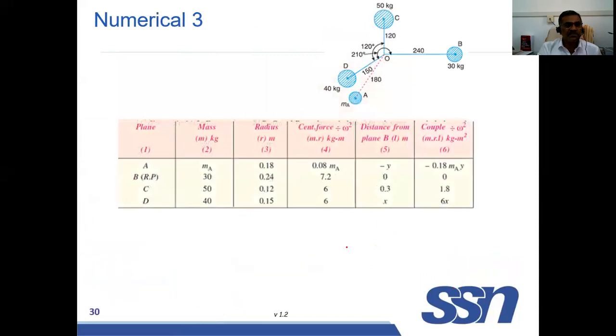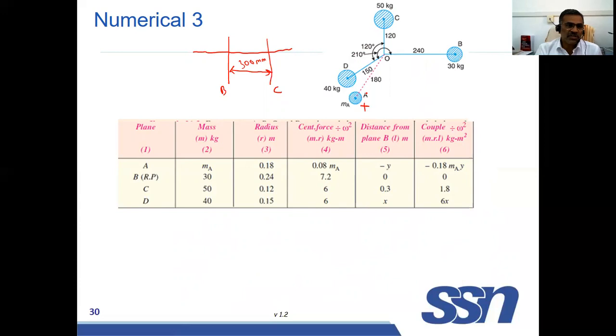Now what you have to do is, first you have to draw the table. So here this is a shaft. We know the position of B, position of C. The distance between B and C is 300 millimeter. And the angle between B and C is known. This is 90 degree. And between C and D is 120 degree. But we don't know the position of mass A. So now you have to calculate all those things.